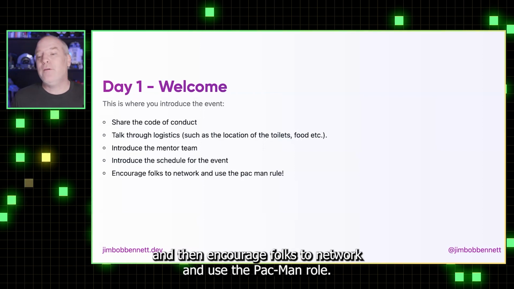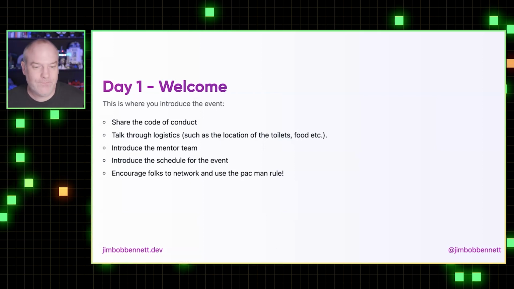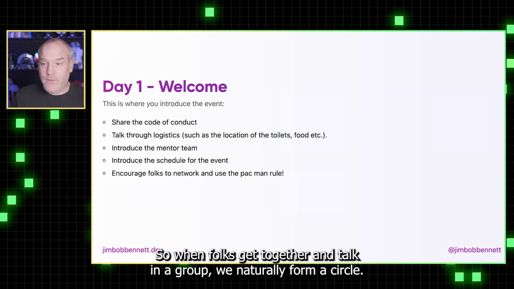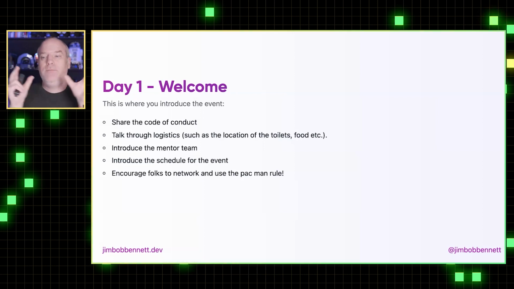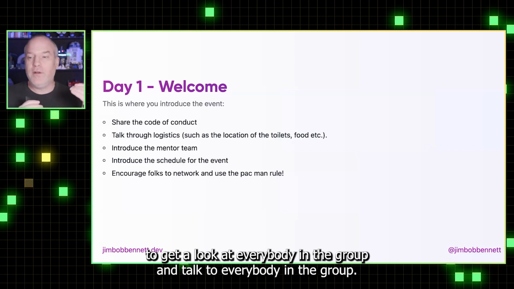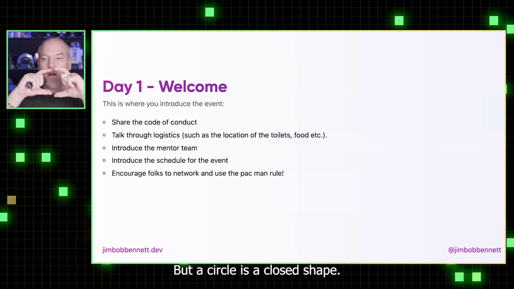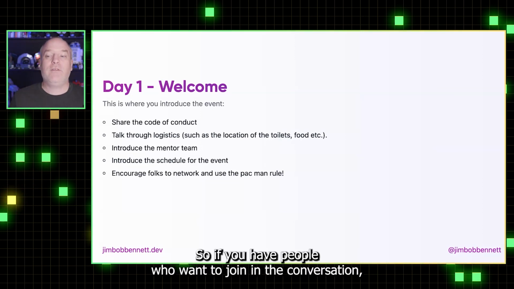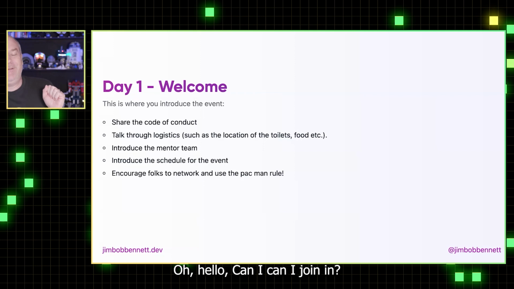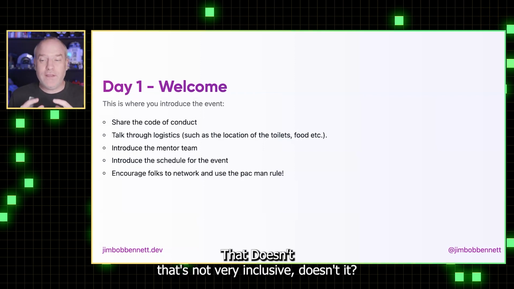And then encourage folks to network and use the Pac-Man rule. If you have not heard the Pac-Man rule, it is great. When folks get together and talk in a group, we naturally form a circle. It's the most efficient way to be able to look at everybody in the group and talk to everybody in the group. But a circle is a closed shape. So if you have people who want to join in the conversation, they can't. They have to hang around on the outside. It's like, oh, hello, can I join in? That's not very inclusive, doesn't let people in.